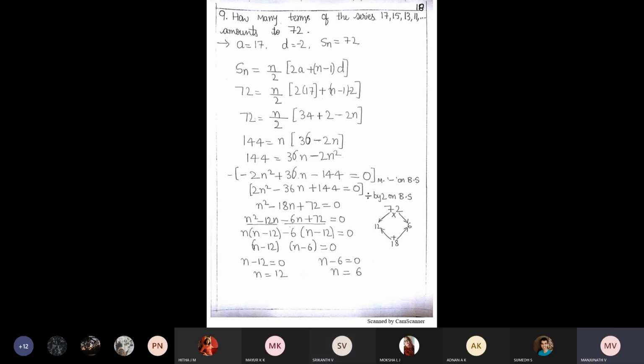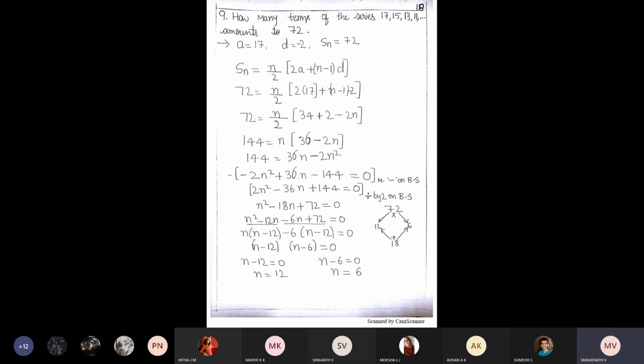Yes, sir. Minus into minus becomes plus, therefore that is 2n square. Plus into minus 36n becomes minus 36n. Minus into minus 144 becomes plus 144 is equal to 0. You got it? Yes, sir.